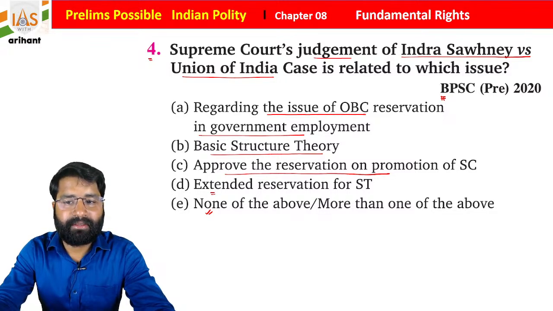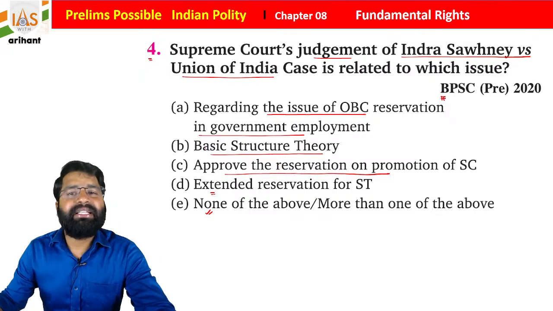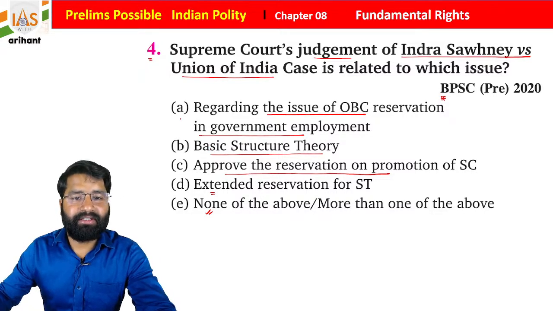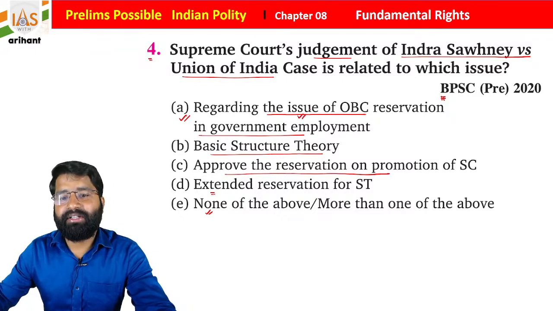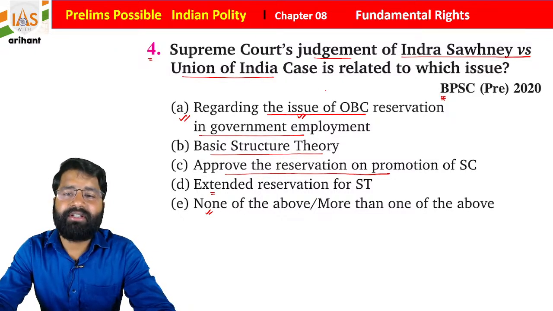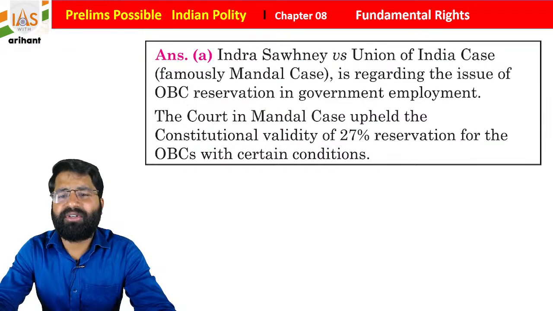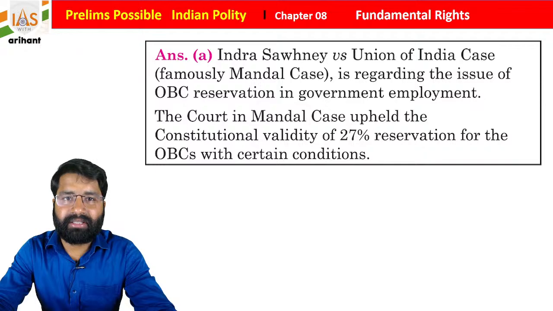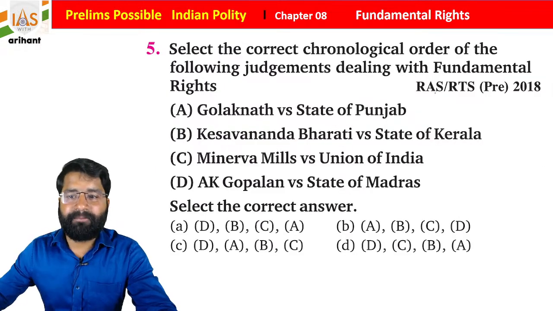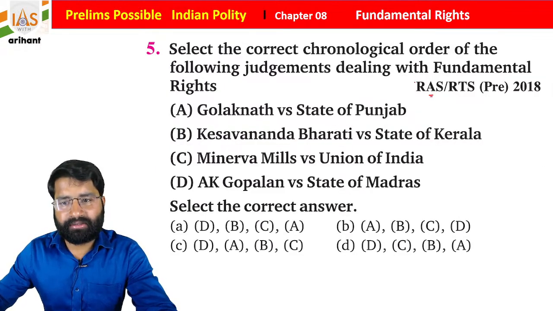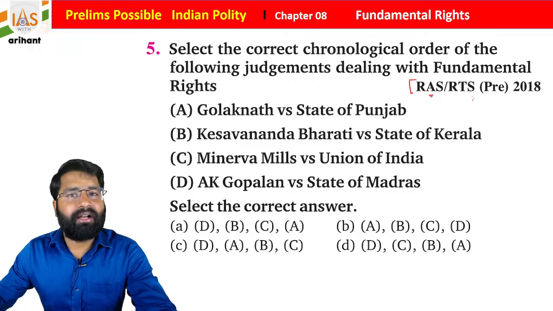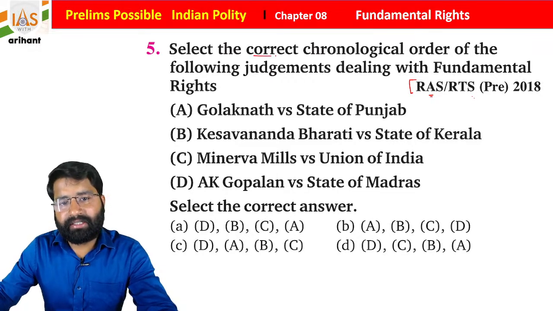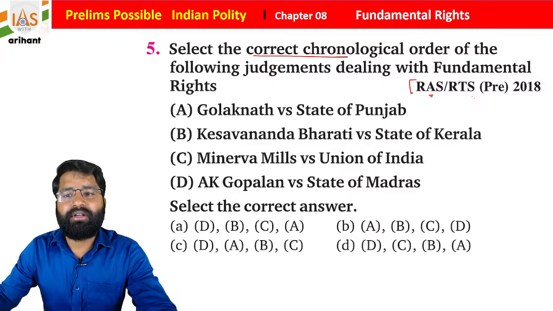Okay, so see, the Indra Sawhney case is connected with the issues of OBC reservation in government employment, students. So this was used, and basically a very simple thing, there was 27% reservation for the OBCs, and even today this is the same. RAS and RTS 2018: select the correct chronological order of the following judgments dealing with the fundamental right.